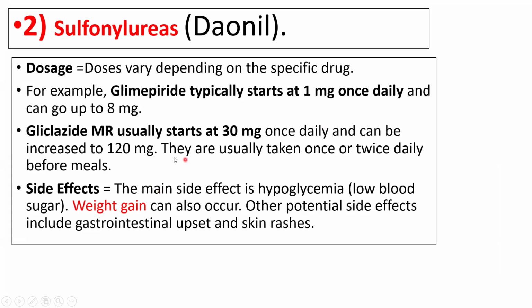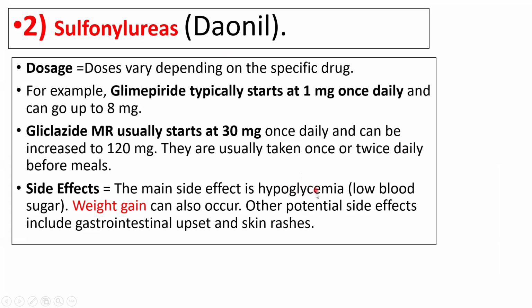Okay. So they are usually taken once or twice daily before meals. This is Dionil. Side effects. The main side effect is hypoglycemia, and this is fatal. Try to understand, diabetes has two complications. One is hyperglycemia. Second is hypoglycemia.